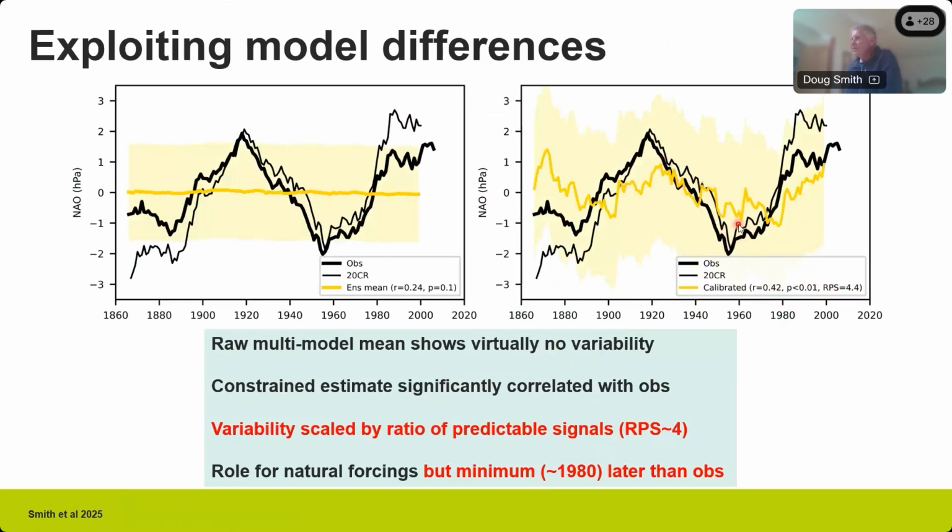And the other thing to notice in this, that I'll come back to later, is that although we see the variability, it's slightly shifted compared to the observations. So the minimum in these natural simulations is around about 1980, whereas the minimum in the observations is around 1960, in these 31-year rolling means.